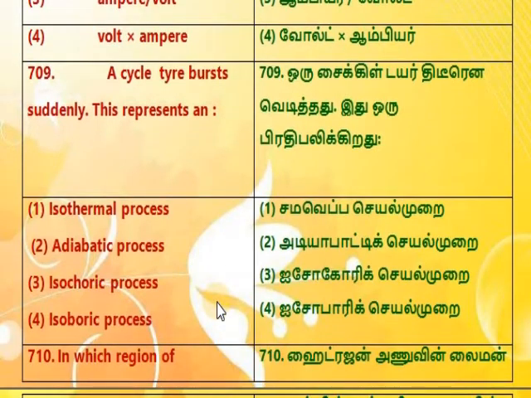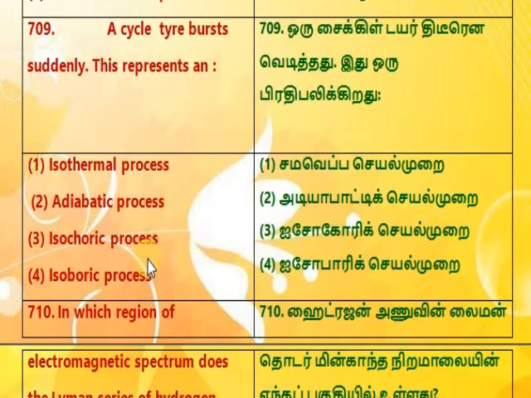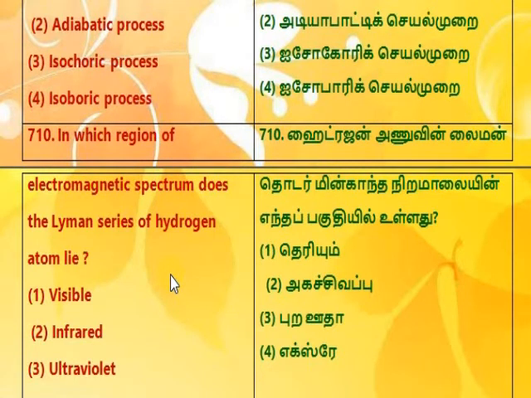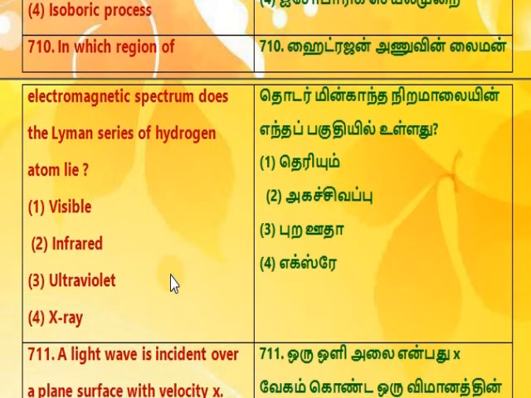709. A cycle tire bursts suddenly. This represents an: 1. Isothermal process, 2. Adiabatic process, 3. Isochoric process, 4. Isobaric process. 710. In which region of the electromagnetic spectrum does the Lyman series of hydrogen atom lie? 1. Visible, 2. Infrared, 3. Ultraviolet, 4. X-ray.